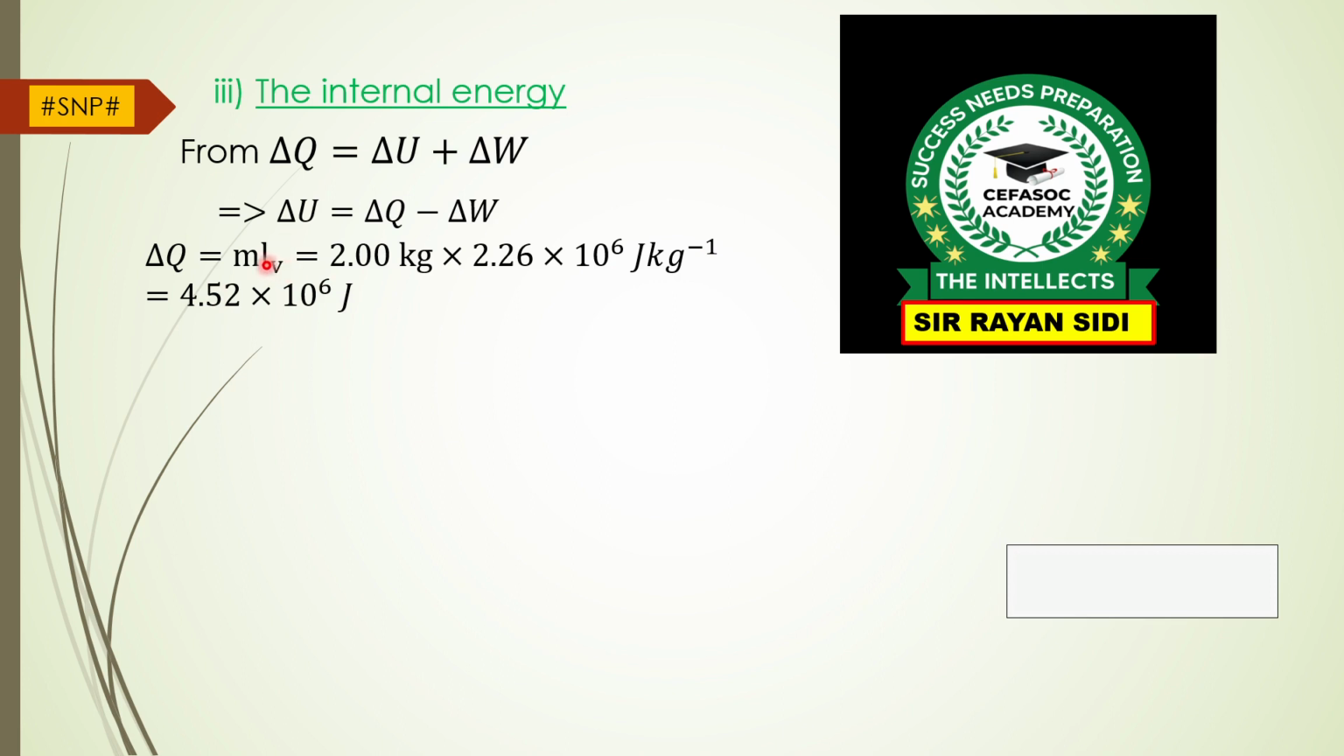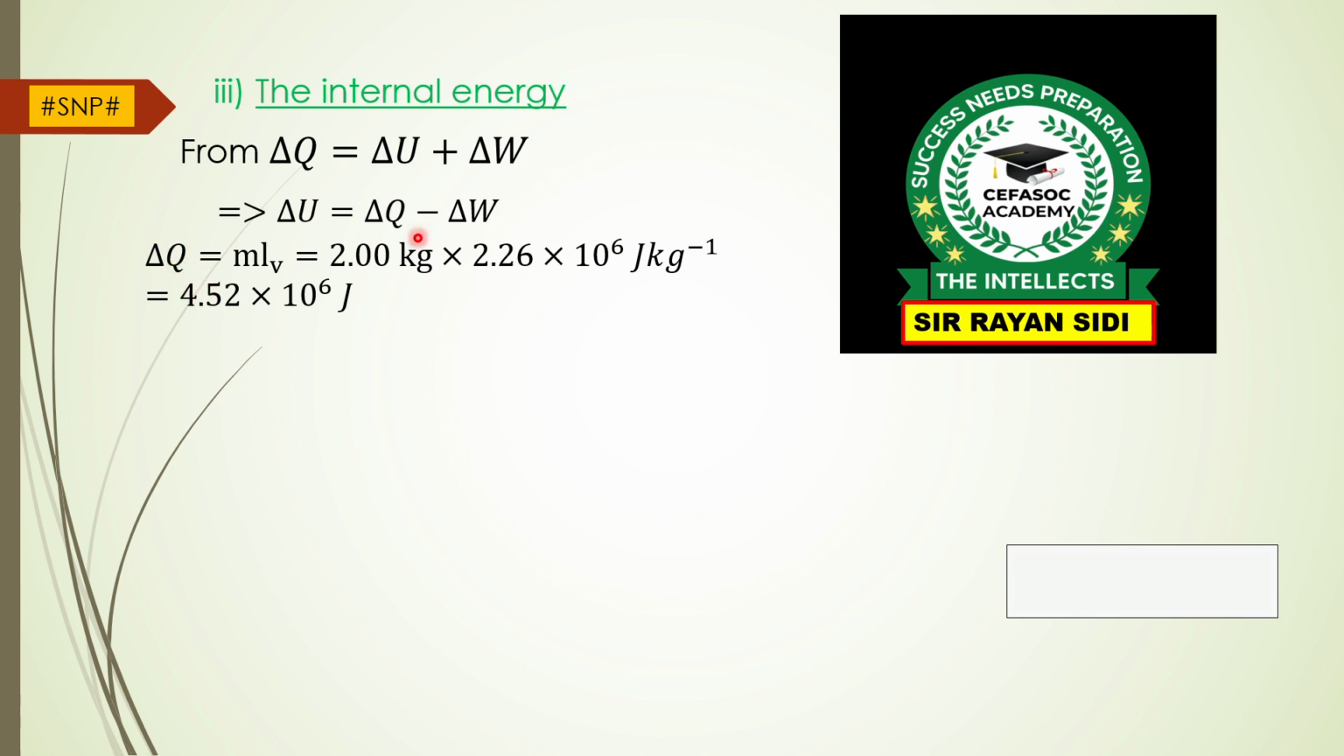Remember that specific latent heat of vaporization is the heat required to change the state of a substance from liquid to vapor without a change in temperature. Remember that there we had 100 degrees Celsius in the liquid state and 100 degrees Celsius in the vapor state. So no change in temperature. So we have our delta Q as this.